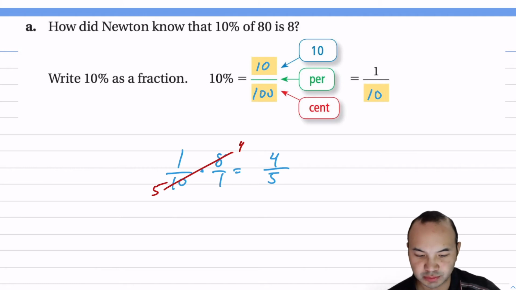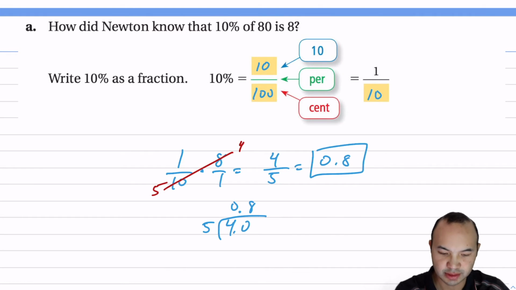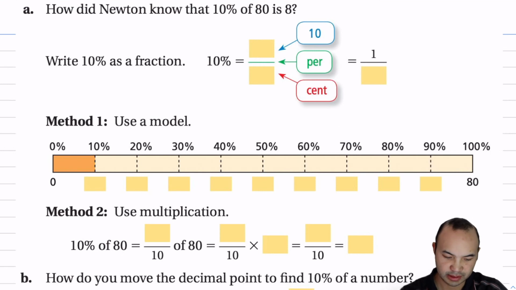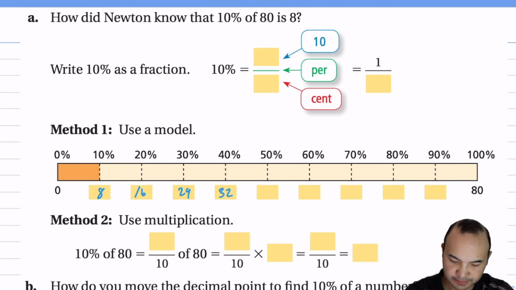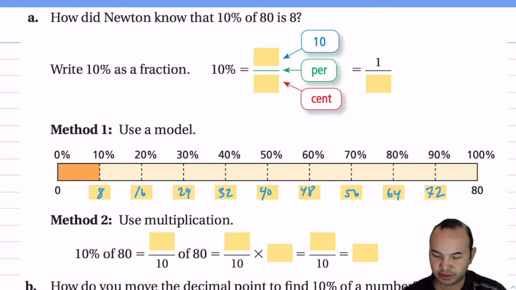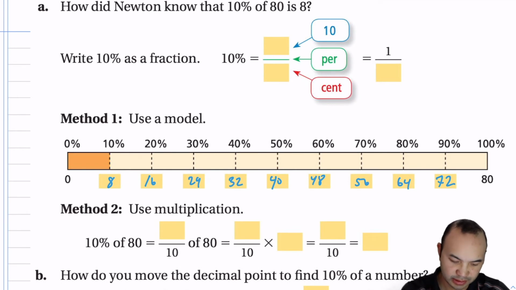And if you didn't know what 4/5 was as a decimal, right? If you forgot how to do that, you do 4 divided by 5. This is 0.8. Okay, so 10% of 80 is 8. And the way they showed this here is you could also use a model as well. So 10% of 80, whoops, right? You could have also used multiplication, 10% of 80, and that's what we did earlier. The kind of faster way to do this is, how do you move the decimal point to find 10% of a number? So let's check this out.